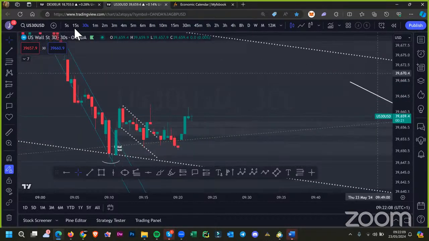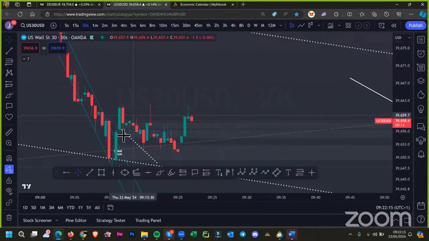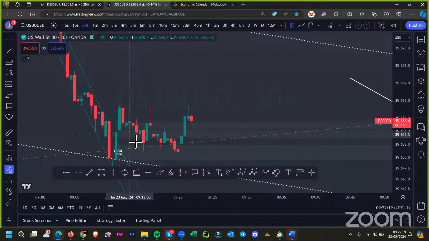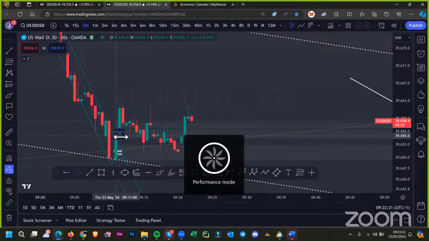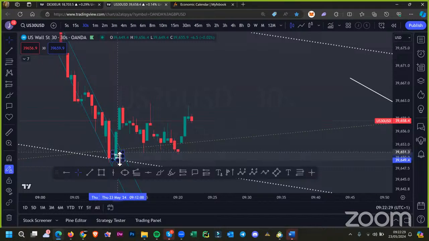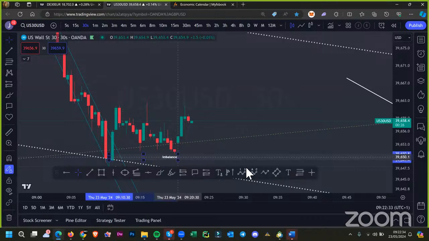Instead of being in the 15-second time frame, now I'm in the 30-second. Still tiny. Let me get rid of all of these little patches here. I'll come back in performance mode. We've got rid of this imbalance, closed this imbalance, and we've practically closed it now. A little bit left over here, but maybe the market's had enough.